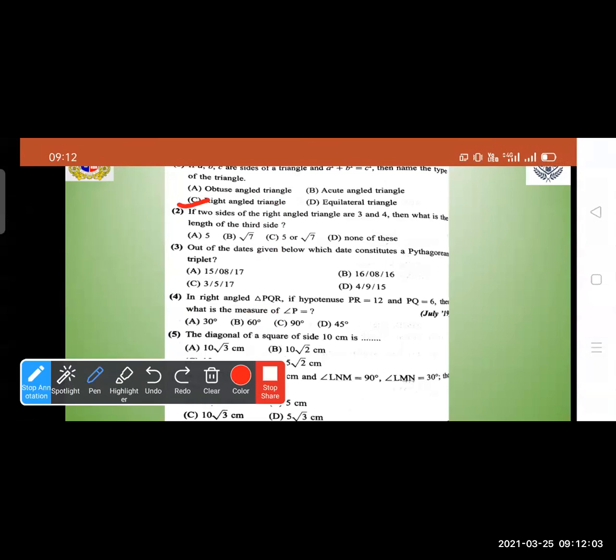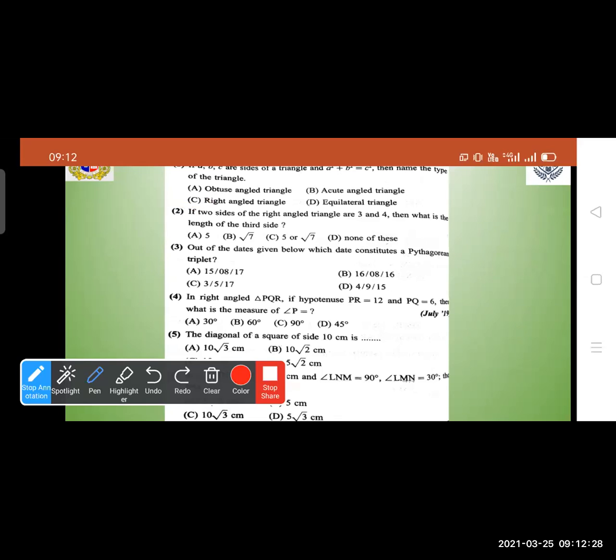So here option C is the correct option. If two sides of a right angle triangle are 3 and 4, then what is the length of the third one? Apply the Pythagoras theorem here. Two sides are given. One is 3, second one is 4. You have to find the third side. 4 square plus 3 square is equal to 25 and the square root of 25 is 5. Okay.